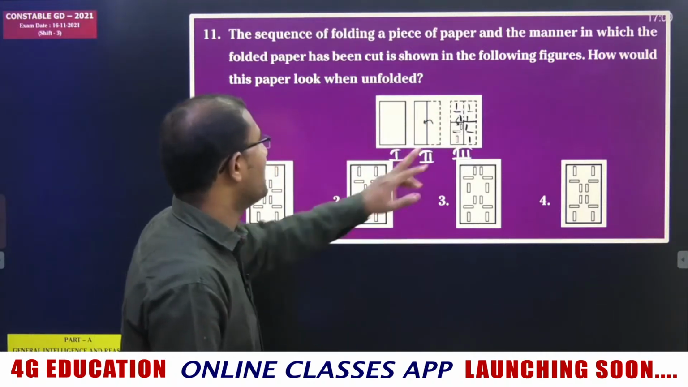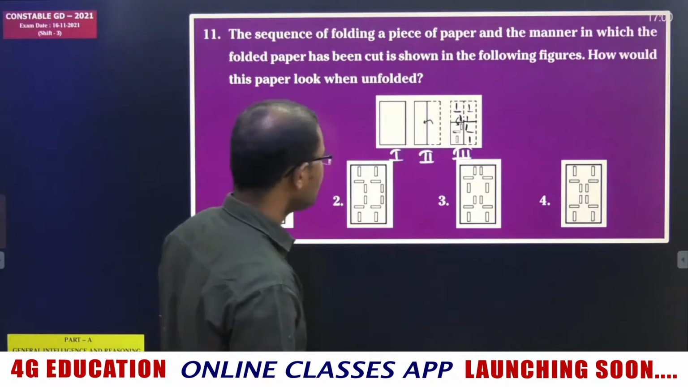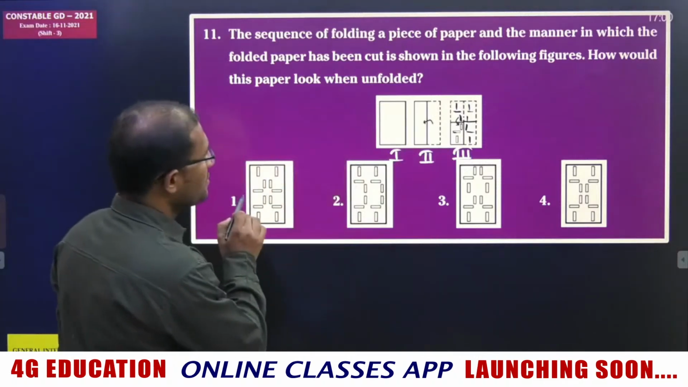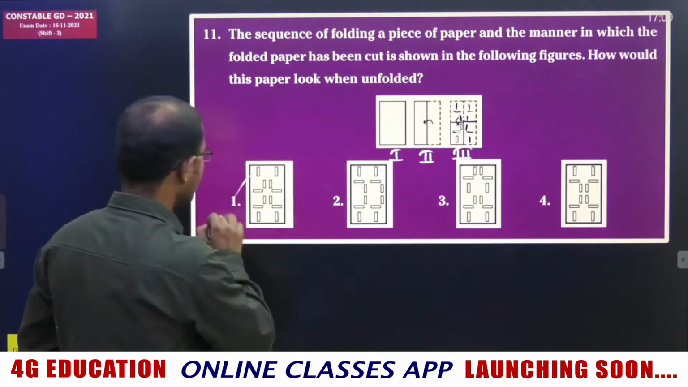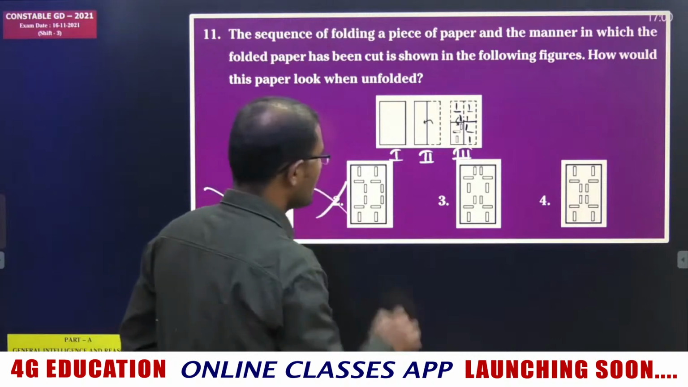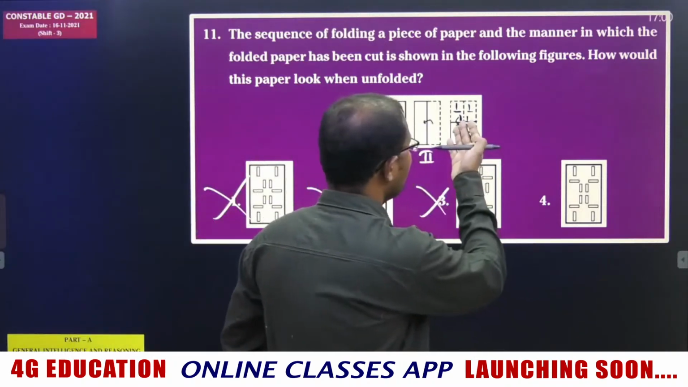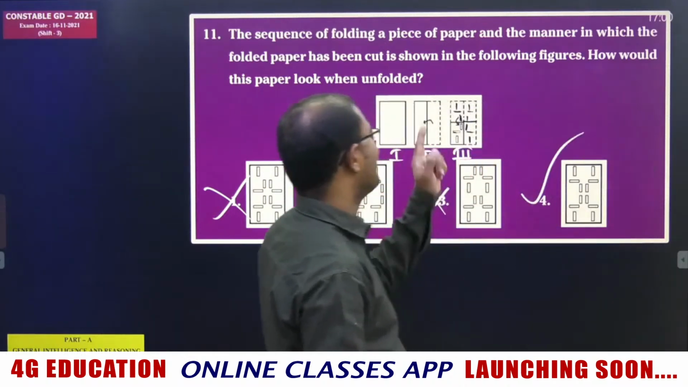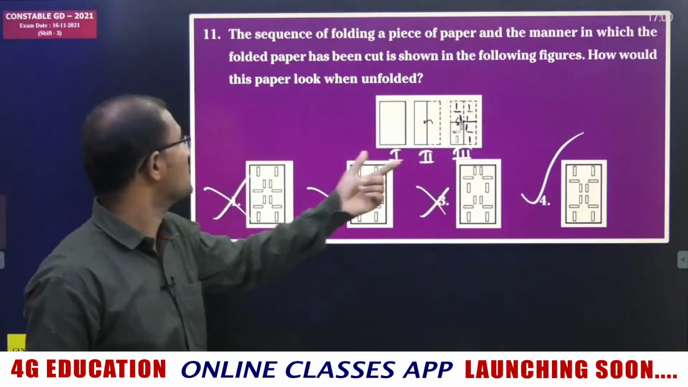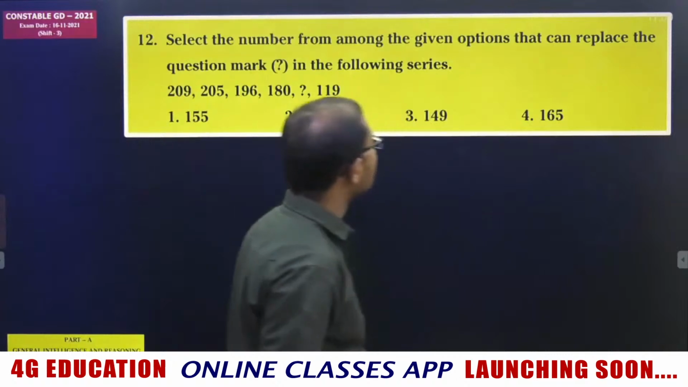Now which option is very close to the third figure which we are able to see? See guys, the first option is not close, and the second option also cannot be, and the third option also cannot be because the structure is not similar to the third figure. Only the fourth figure is very similar to the third figure. So for the 11th question, the fourth option would be the right answer.